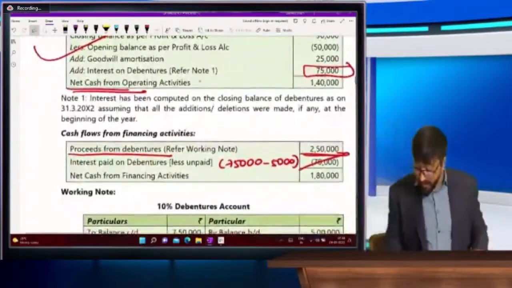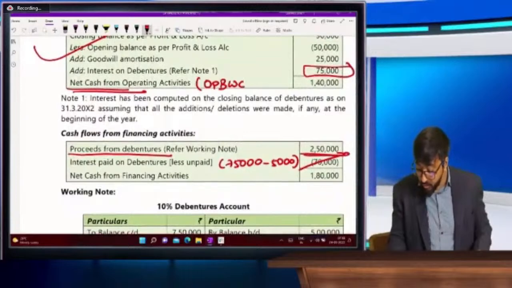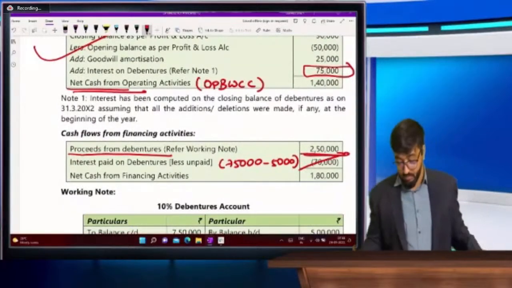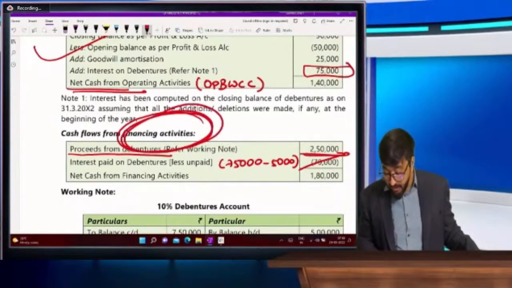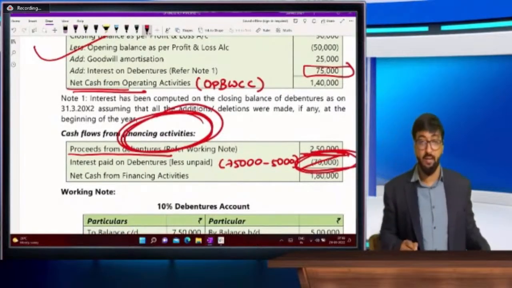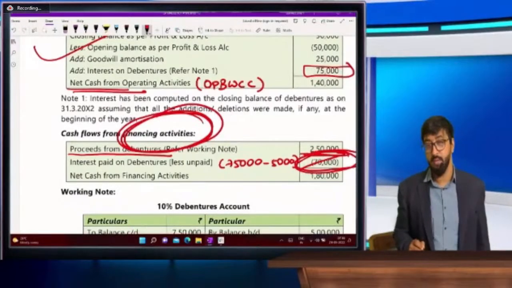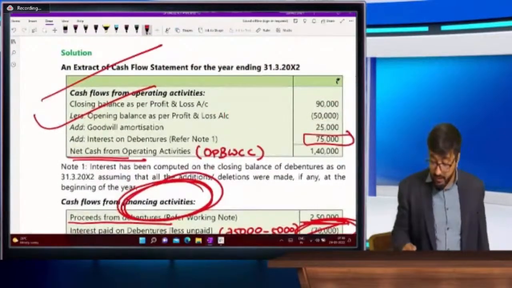This is called as OPBWCC. And Shweta ji, in financing activity, we consider payment, interest paid. These are two separate activities.